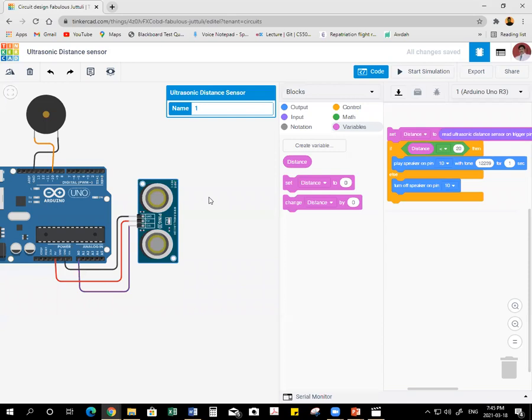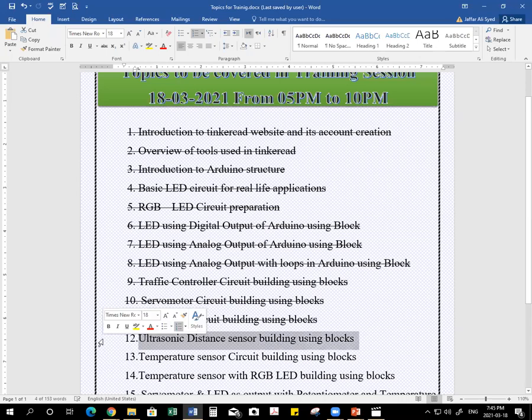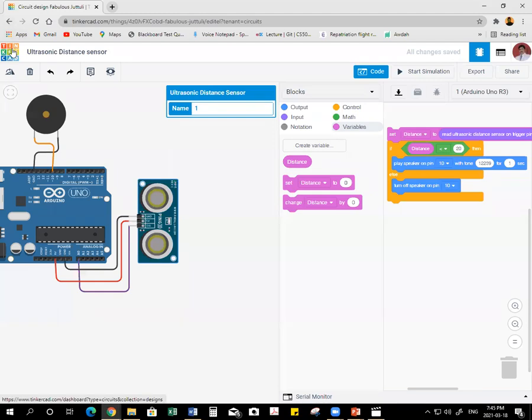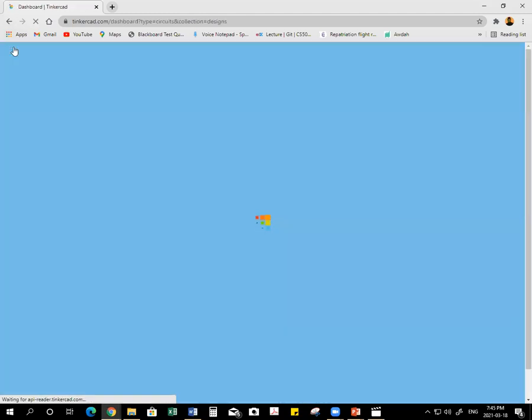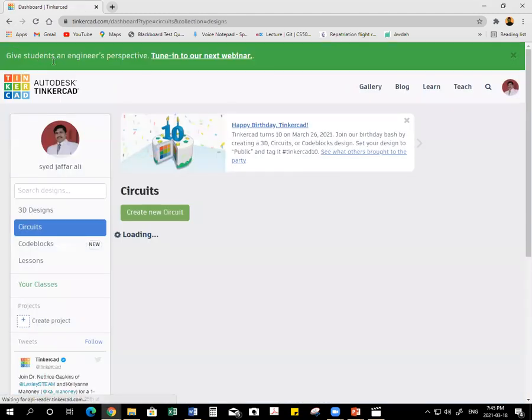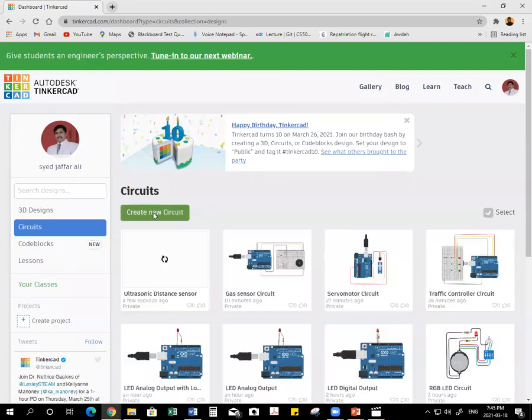I am moving to another circuit. This all we will use in the further circuit. Buzzer we'll use, and LEDs we'll use, and we'll use temperature. The next one we are coming. Now this we finished. Now coming to the temperatures. Okay. Now we'll go to the new. I think I explained everything here. Very easy. Now create new.